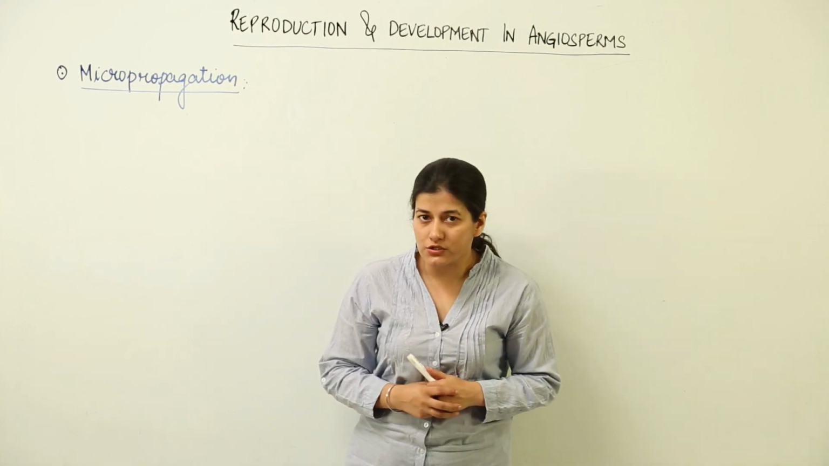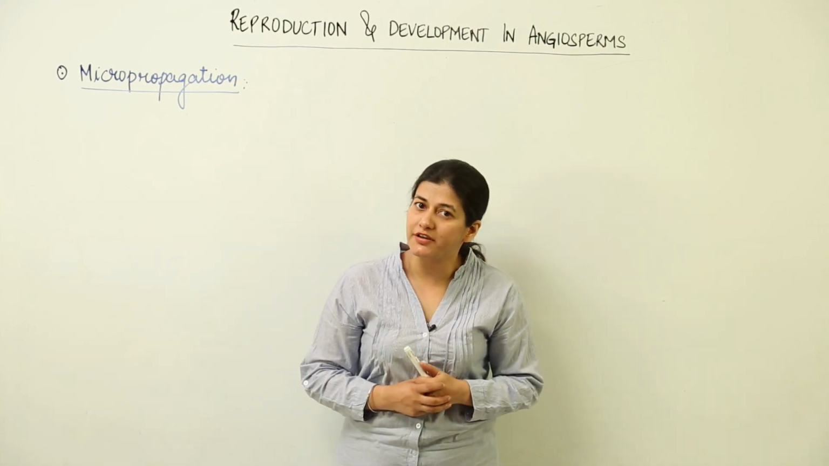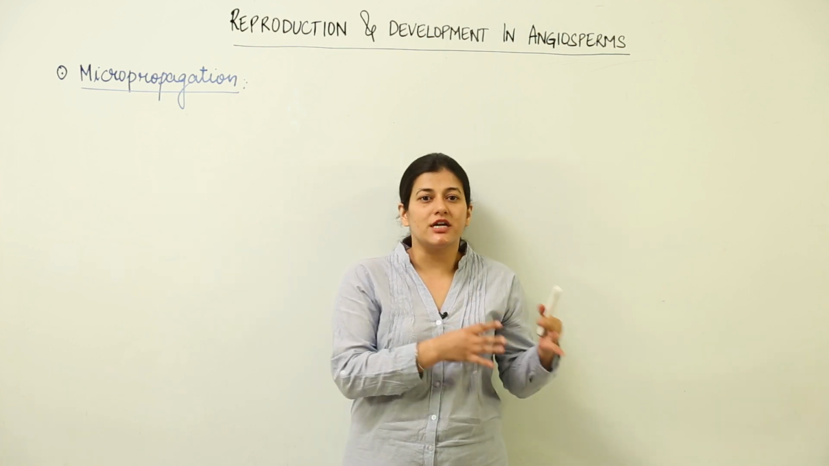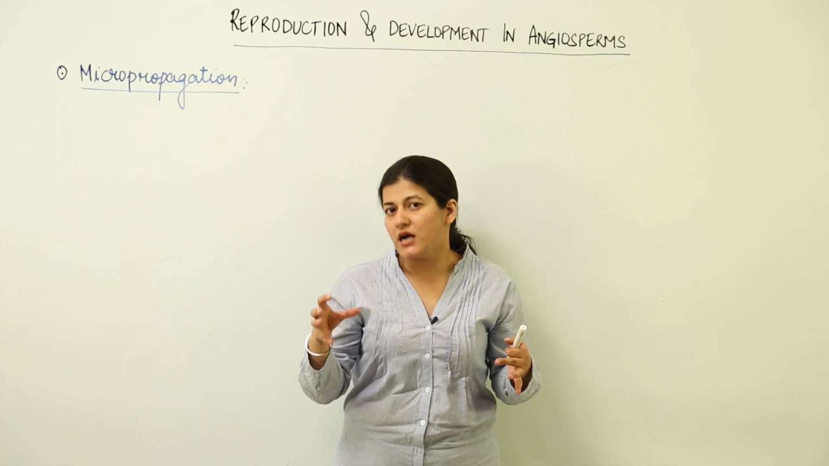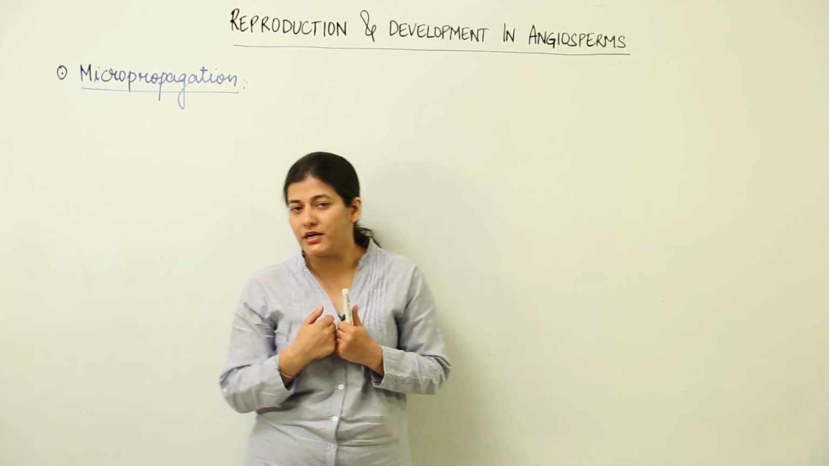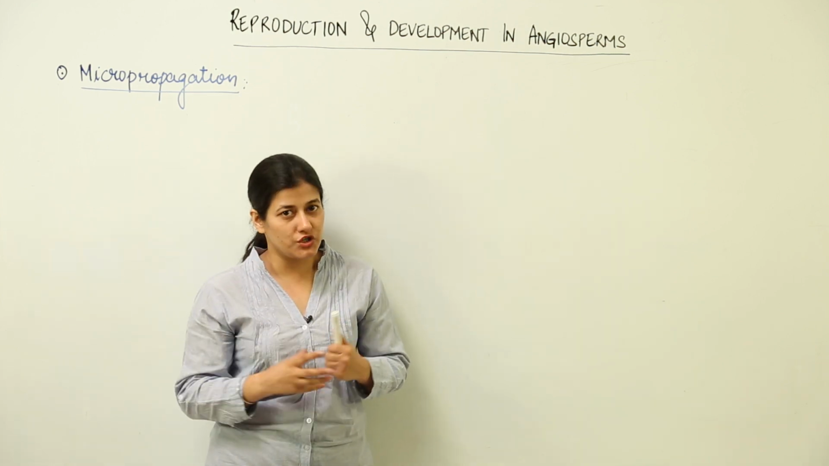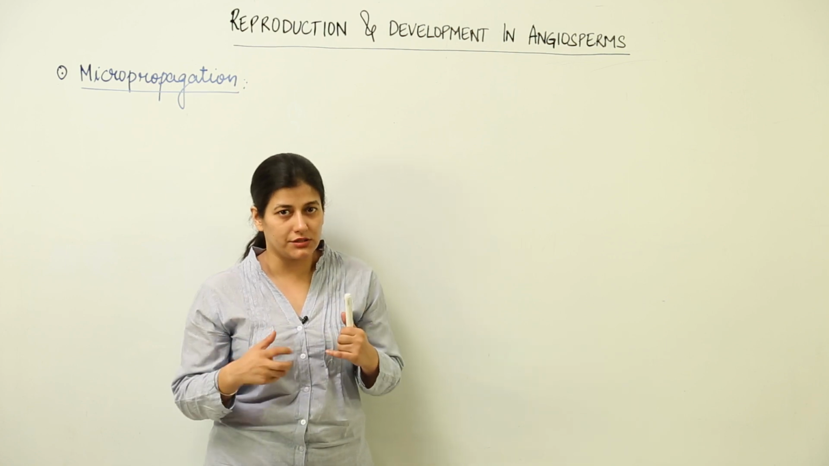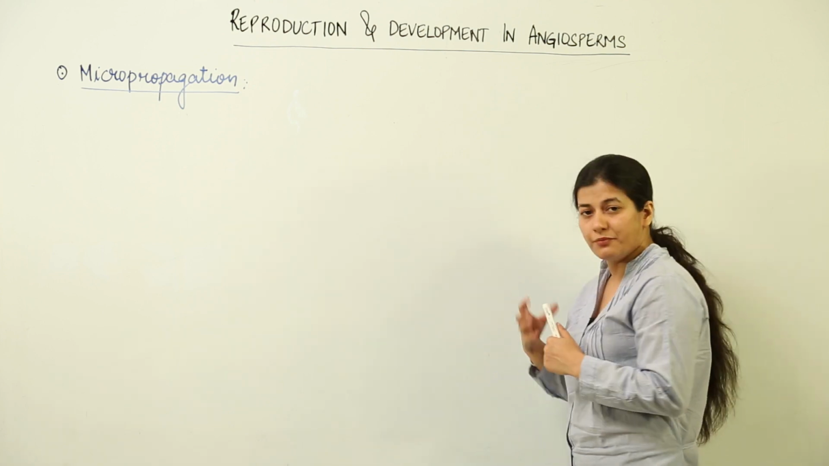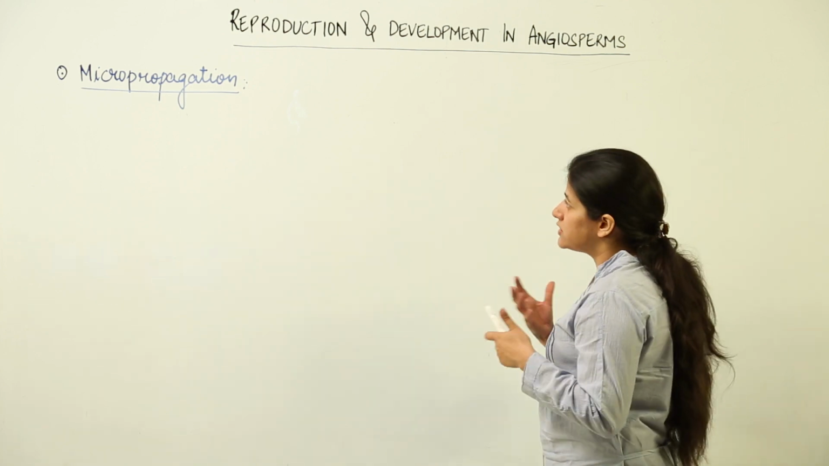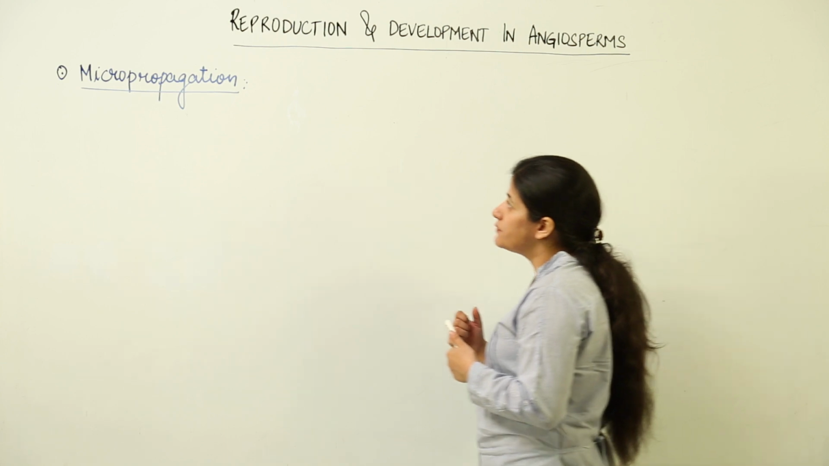Now next we are going to study an artificial vegetative propagation technique. We have studied till now natural methods in which the vegetative parts of the plant give rise to a new plant. Now we are going to see an artificial method that is carried out inside the labs and is of great use for crop production and production of new plants. So certainly it is artificial, carried out in labs.